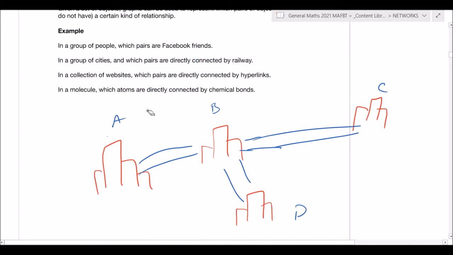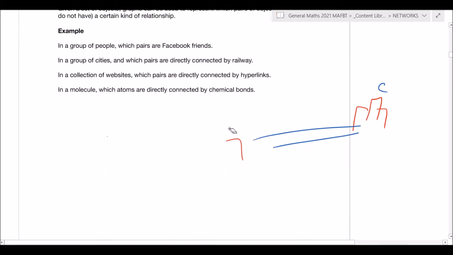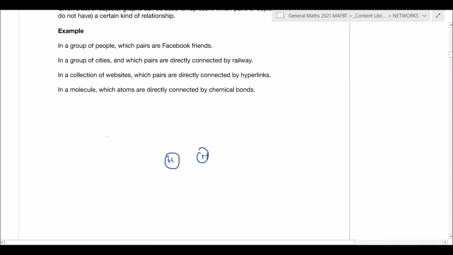That's another example. A collection of websites which could be paired directly by hyperlinks. So that's for the IT people there. Or in a molecule, which atoms are directly connected by chemical bonds. So let's say you have H and H. What's this?